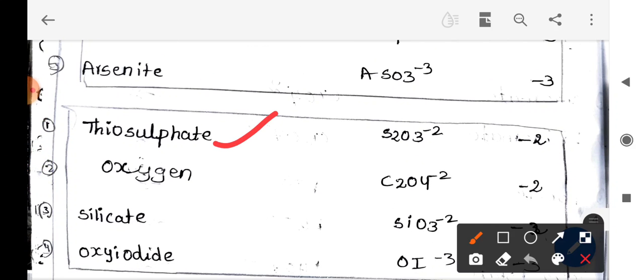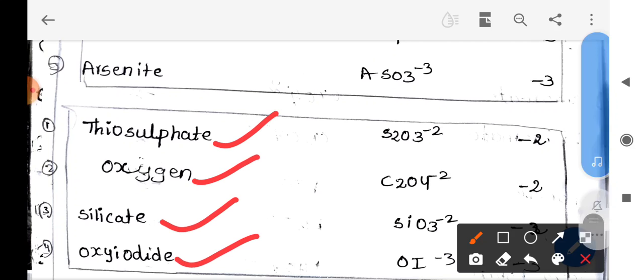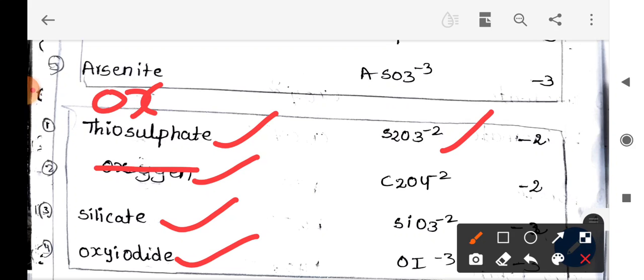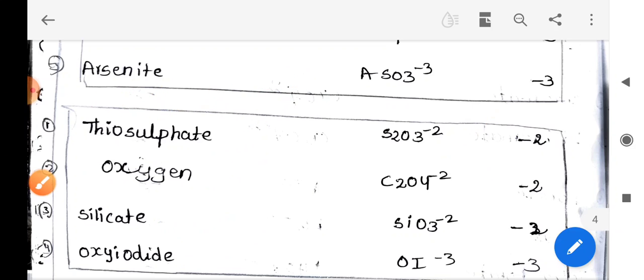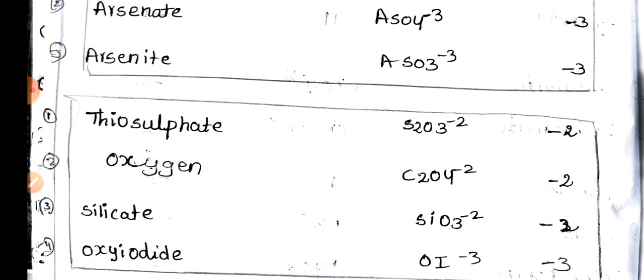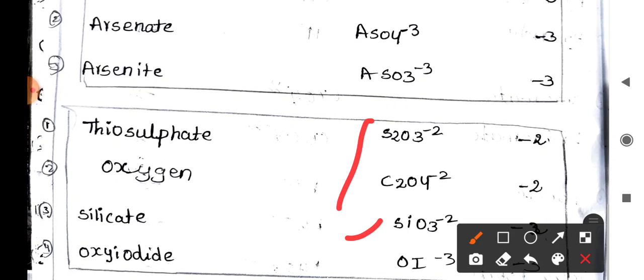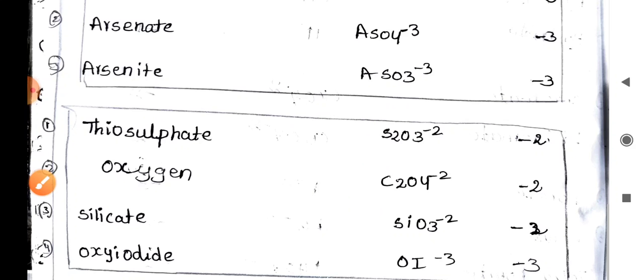Next one, thiosulfate, oxalate, silicate. Thiosulfate is S2O3 minus 2. Oxalate, it is not oxygen, oxalate. Thiosulfate S2O3 minus 2, oxalate ion C2O4 minus 2. Next, silicate. Silicate ion is SiO3 minus 2. And also phosphate PO4 minus 3, this is a trivalent ion.